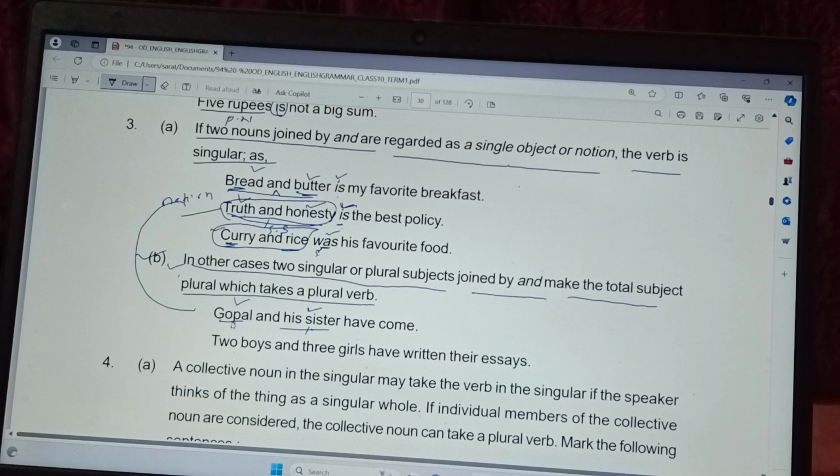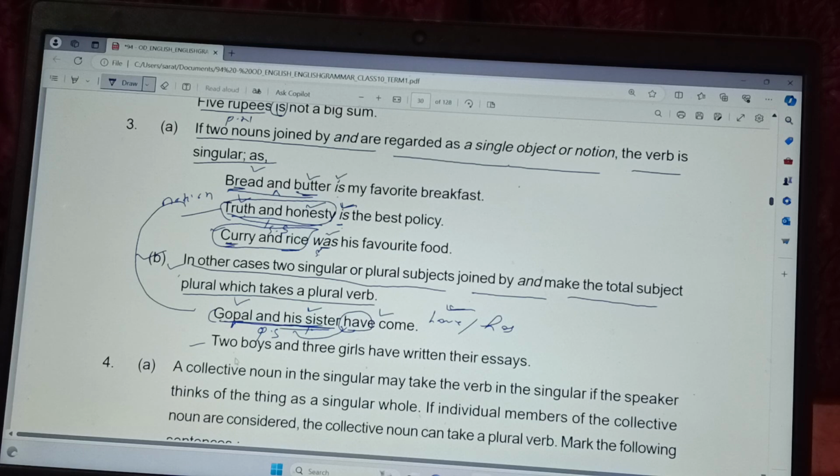So these two objects are joined and not considered as a single notion. So we can say Gopal and his sister form a plural subject (PS). A plural subject takes a plural verb. In that case, according to the sense, we use have. Gopal and his sister dash come. If a question asks you to choose between have and has, then you put have, because Gopal and his sister is a plural subject.